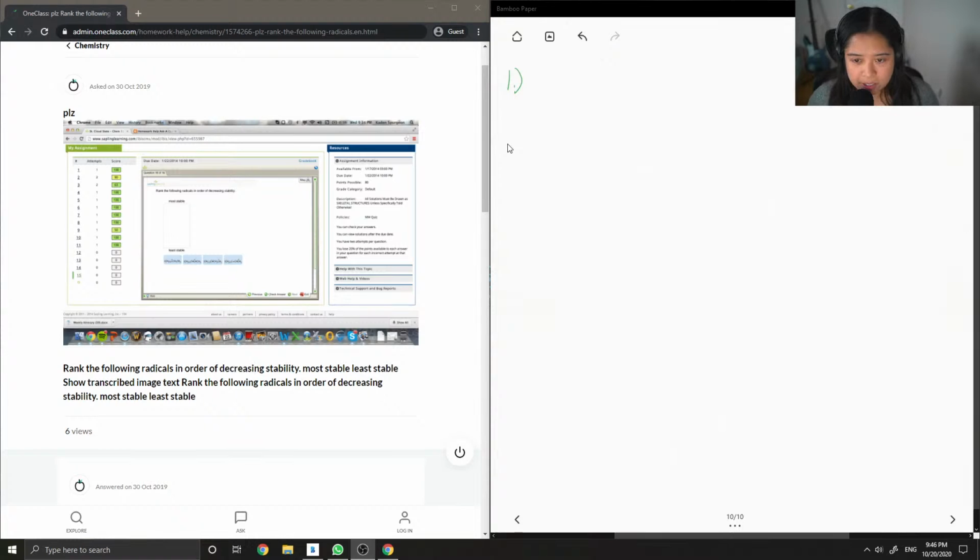Okay, so the first question, I don't know if you can read it, but basically it says to rank the following radicals in order of decreasing stability. And then they just have a bunch of different examples of radicals. So I'm just going to write them all down. Okay. And I'll also write down what affects the stability of free radicals.